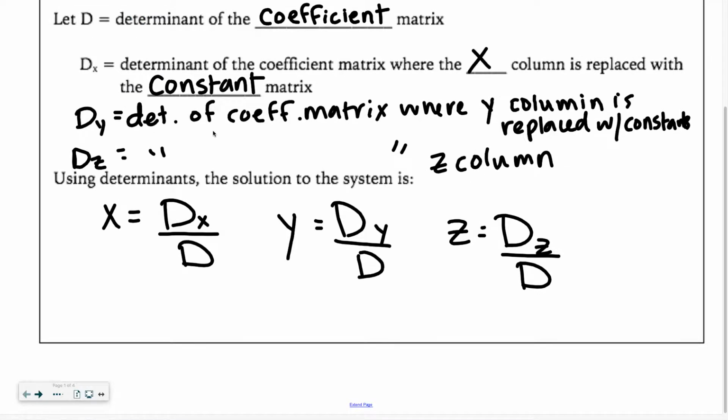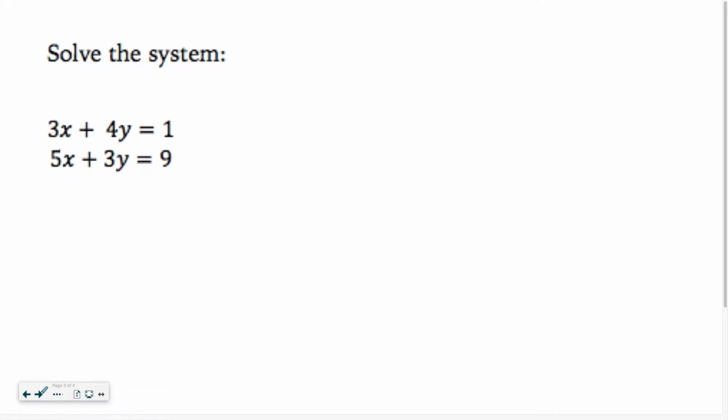Okay, so we're going to do 2 examples. First one will be pretty quick because it's 2 by 2, 2 variables, so those determinants don't take long, and then we'll maybe split the work for the 3 by 3. Okay, we'll do some group crowdsourcing here.